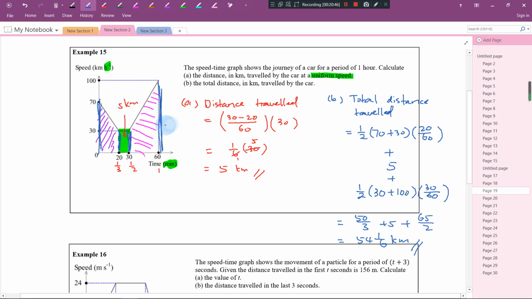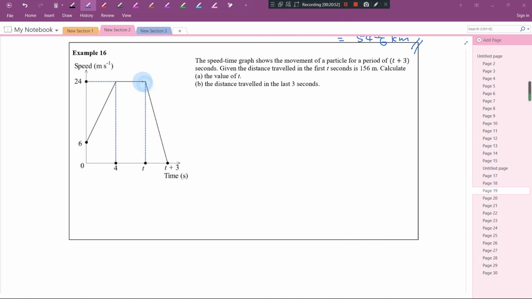Okay, so that's how we find the total distance traveled. Be careful of the unit here. Now let's look at the next example. The speed time graph shows the movement of a particle for a period of t plus 3. We don't know the t, so later we need to find the t. This is second, this is second, so later if we want to find the distance travel, it will be easier. We don't have to convert the units. Always be careful with the unit here.